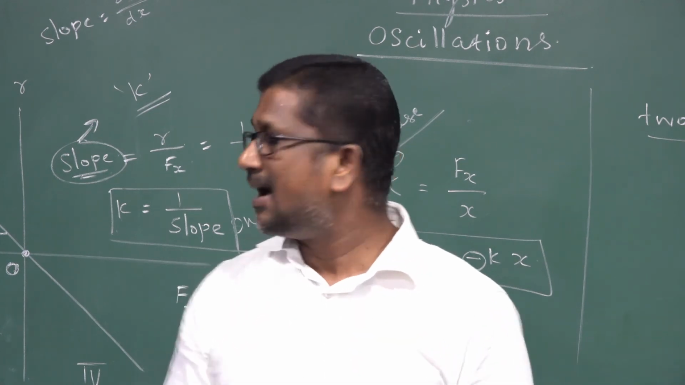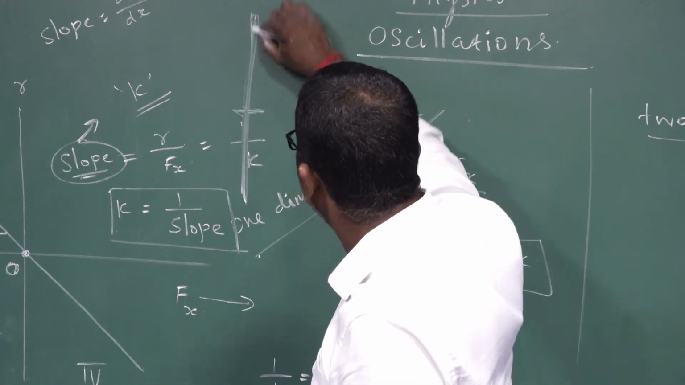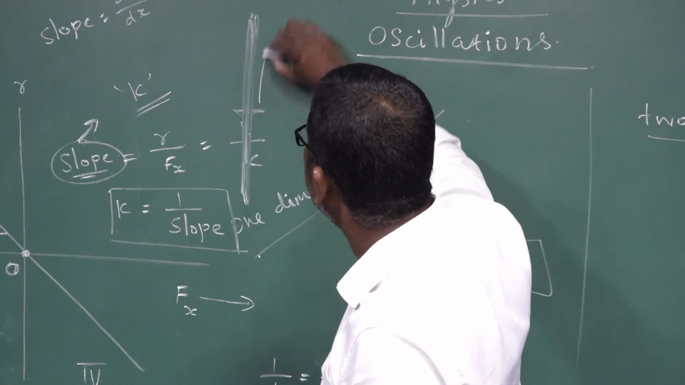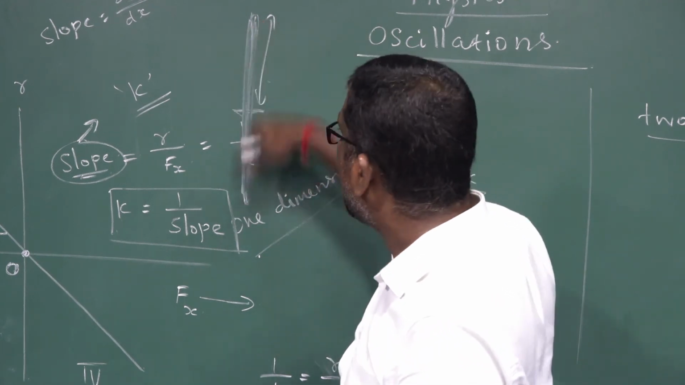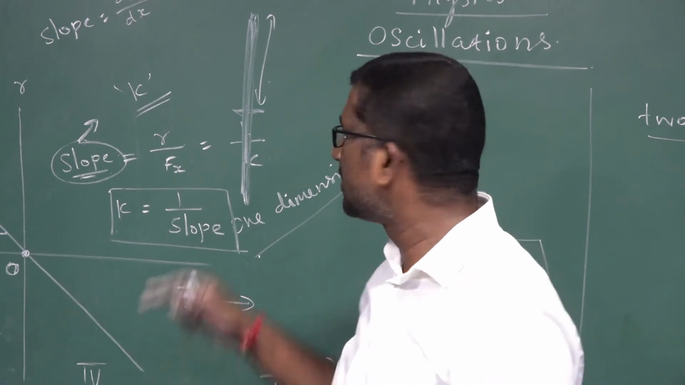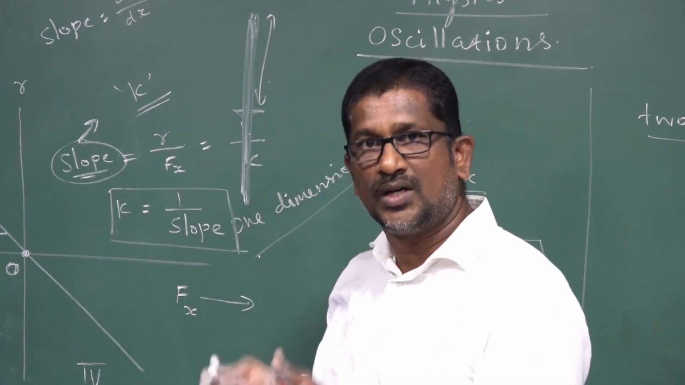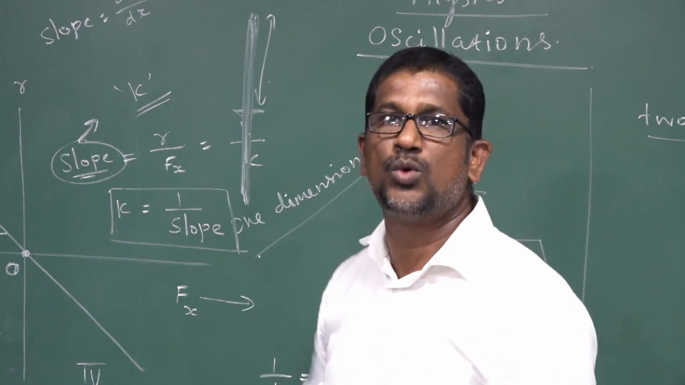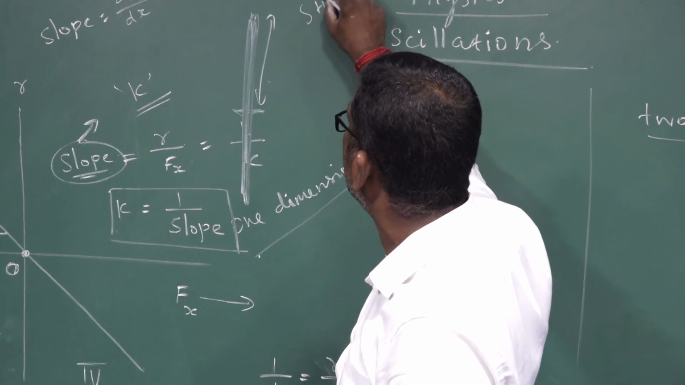The particle oscillates about a mean position with constant amplitude, meaning the maximum displacement of the particle is called amplitude. Okay? And at a single frequency. That means the frequency of the vibration of the particle should not change. It is always a fixed one, a single one. Then the oscillatory motion is called simple harmonic motion.